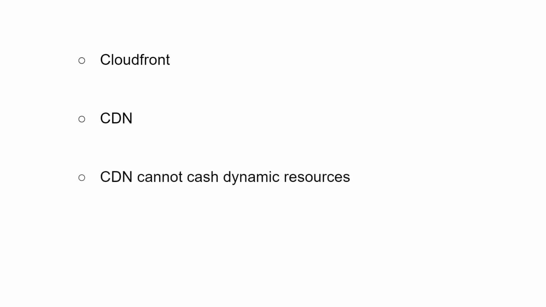The first piece of information that you should know is what is CloudFront. Well, CloudFront is a CDN, and a CDN is something that can cache static content of a website to accelerate the delivery of the static content to the requester's device. And a CDN cannot cache dynamic resources like an order because dynamic resources can only be stored in databases.